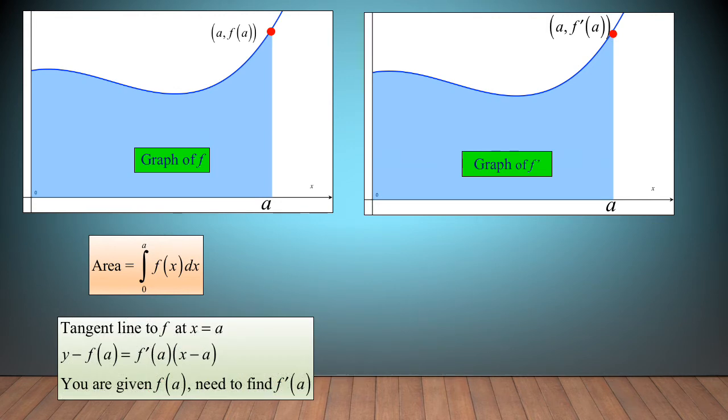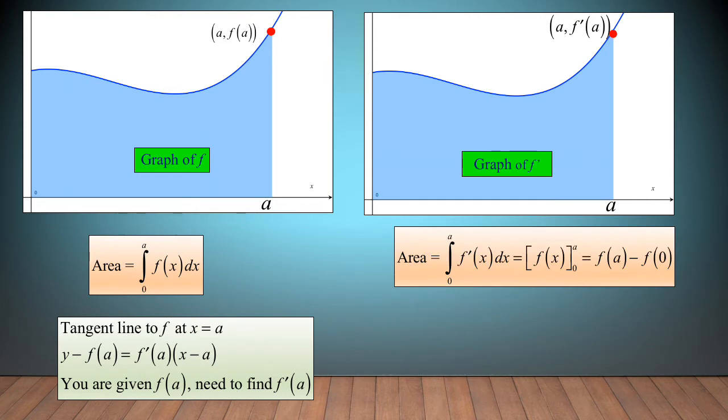And if you are asked to find the tangent line to f at x equals a, we would use our point slope formula, which would be y minus f of a equals f prime of a times the quantity x minus a. We know f of a, but we would need to find f prime of a. And we would need at that point to actually know what the function is, or possibly if we were given a set of points, we could approximate the derivative.